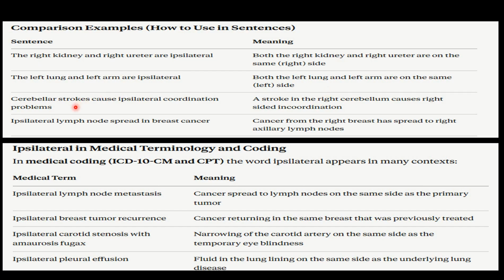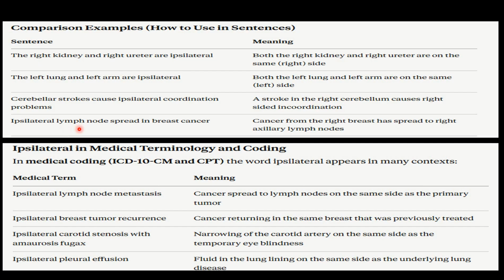Similarly, cerebellar strokes cause ipsilateral coordination problems. Now here, try to understand this. We are saying it causes an ipsilateral coordination problem. That means a stroke in the right cerebellum causes incoordination on the right side. So the entire right side, the same side, faces this incoordination. That's why we say cerebellar strokes cause ipsilateral coordination problems.